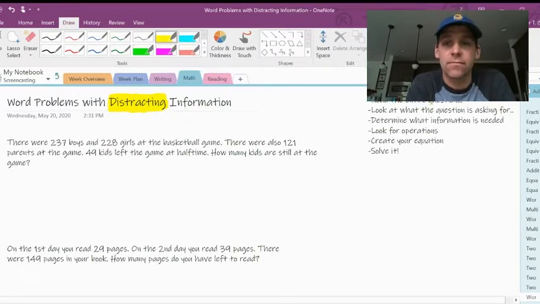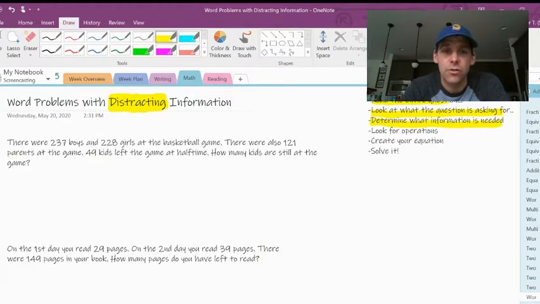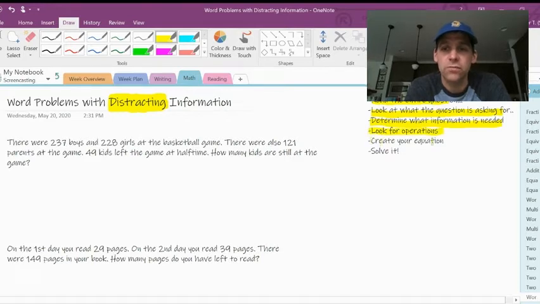Okay. So, what I want us to be thinking about as we're working through this is we want to read the entire question. We want to look at what the question is asking for. So read the entire thing and get to that part where the question is and say, what is it asking us for? Okay. Determine then what information is needed. So you need to be a thinker, be thinking about, hey, do I need this or do I not need this in order to solve this particular problem? Then you want to look for your operations, create your equation, and solve it.